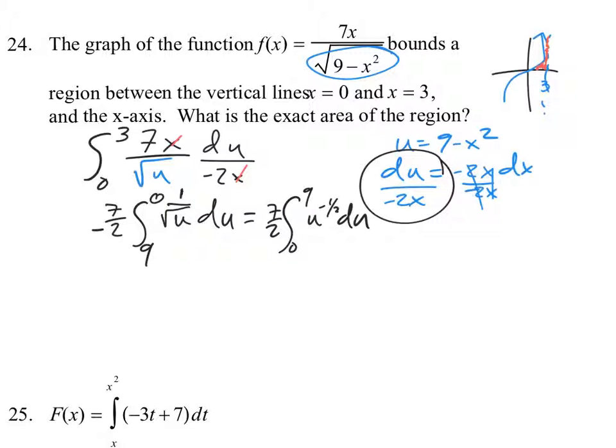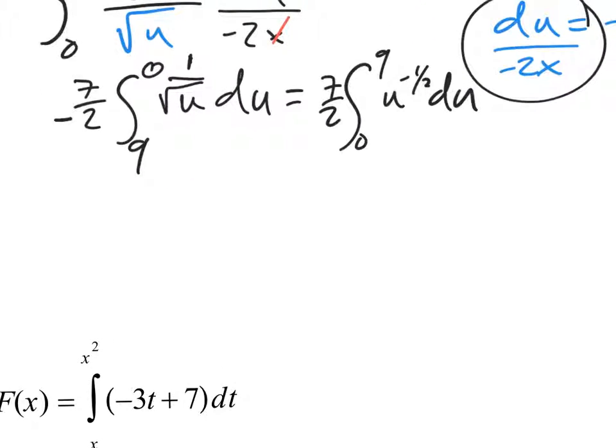All right, now we're ready to integrate. Let's just zoom in here. If you add 1 to the exponent, it becomes u to the positive 1/2. Dividing by 1/2 is the same thing as multiplying by 2. And remember, this whole thing is being multiplied by positive 7/2, and we're going from 0 to 9. That's pretty simple. Let's pull the 2 out so we just have a 7, really, because it would be like this.